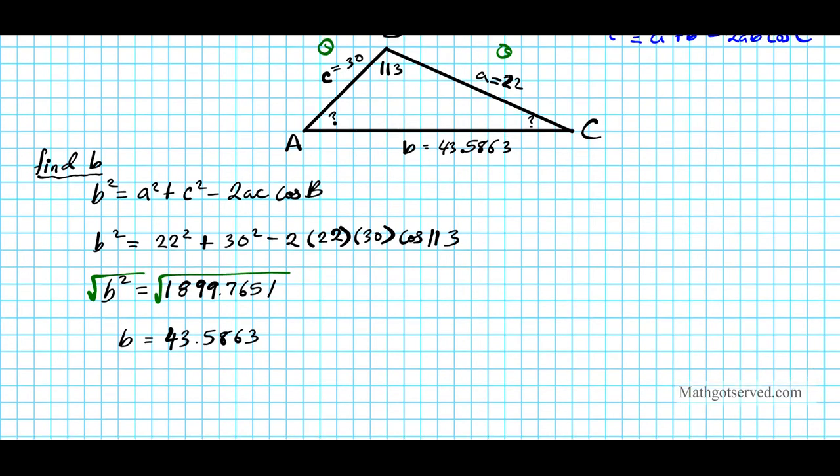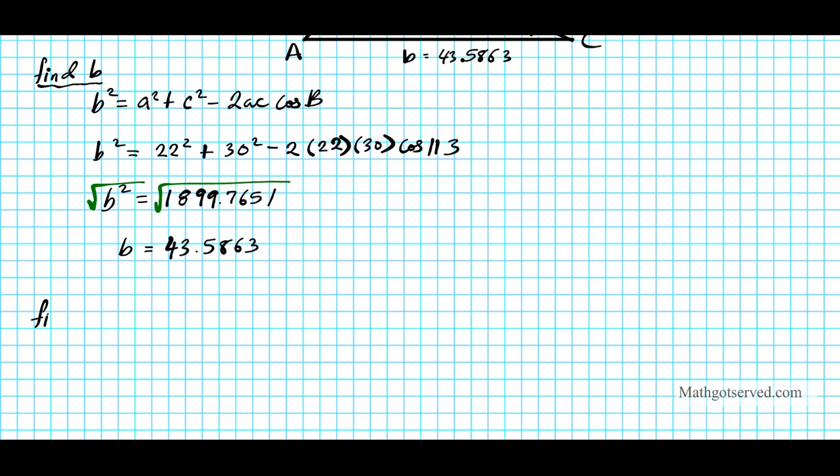So let's go ahead and find big A. So we want to find big A. All right, so our setup is as follows. Sine big A over little a, since big A is what we're looking for, equals the next pair, we need to know the big and the small. So B satisfies that requirement, so sine big B over little b.